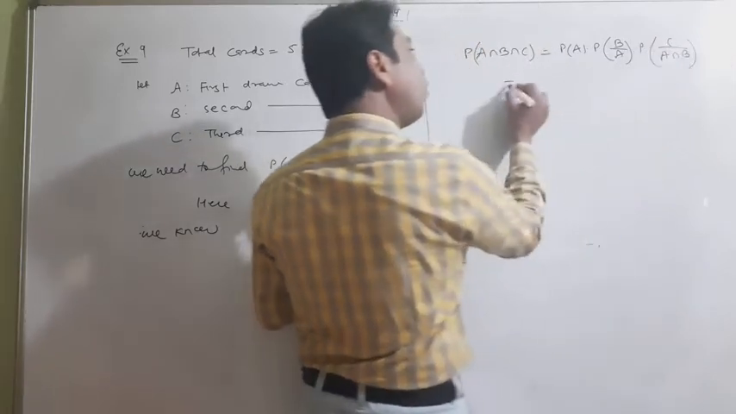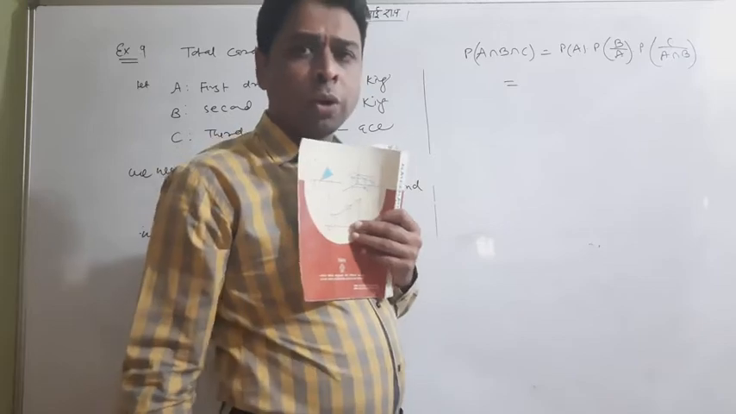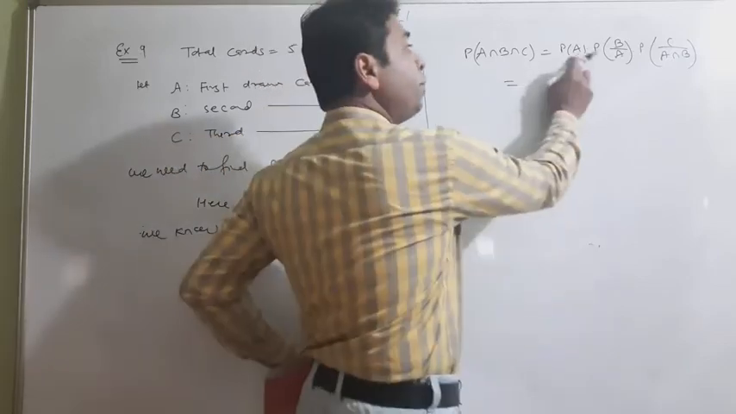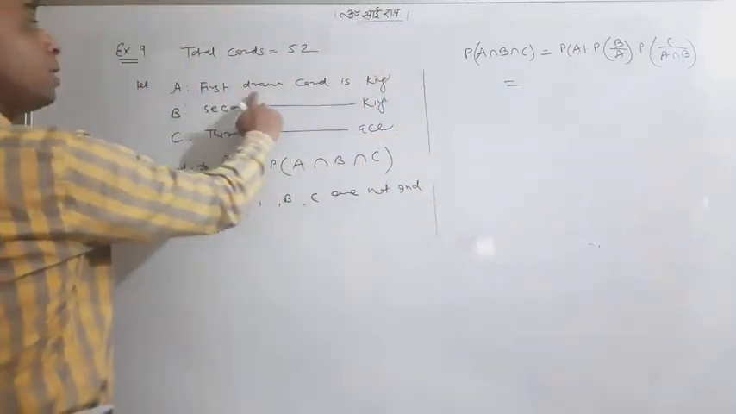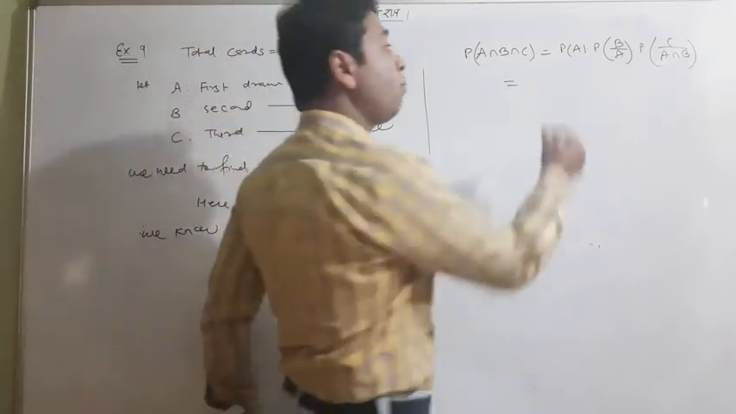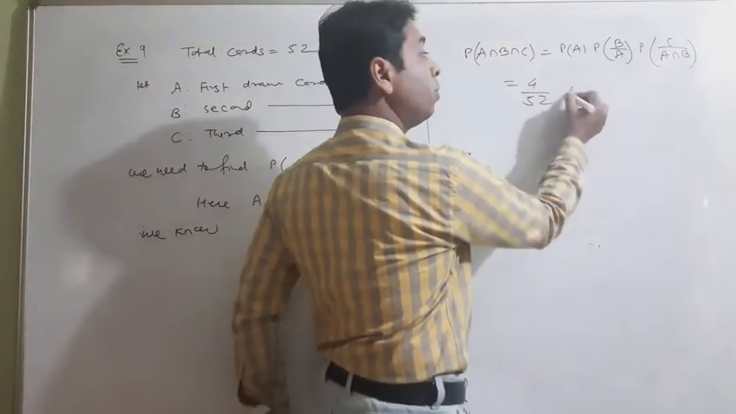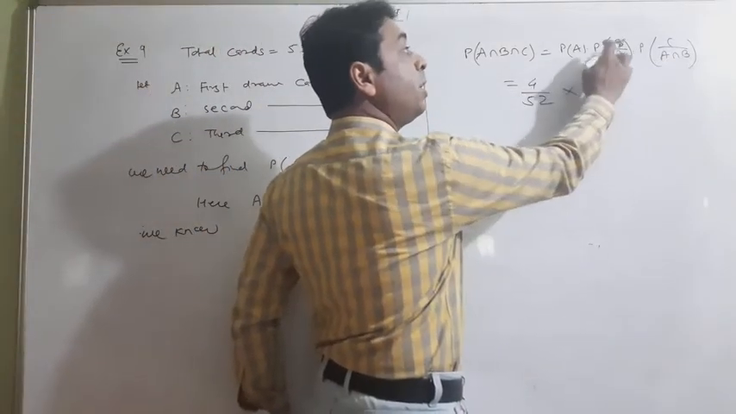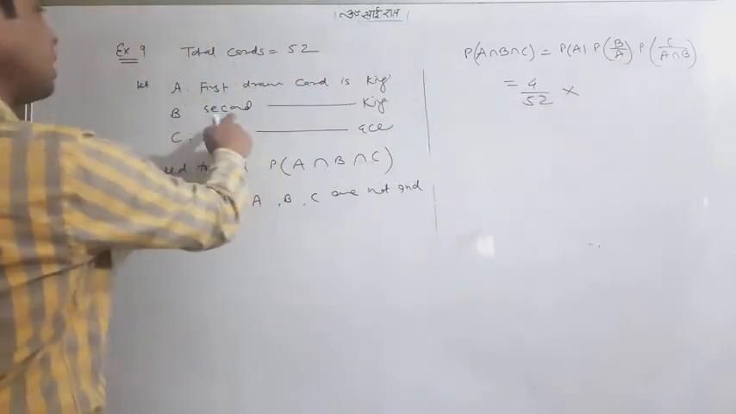This is the formula. It looks tough, but it is not so. Very easy thing it is. What is the meaning of P of A? A means first drawn card is a king. How many kings are there? 4. So 4 by 52. What about the second, P of B upon A? What is B? Second card is a king card.